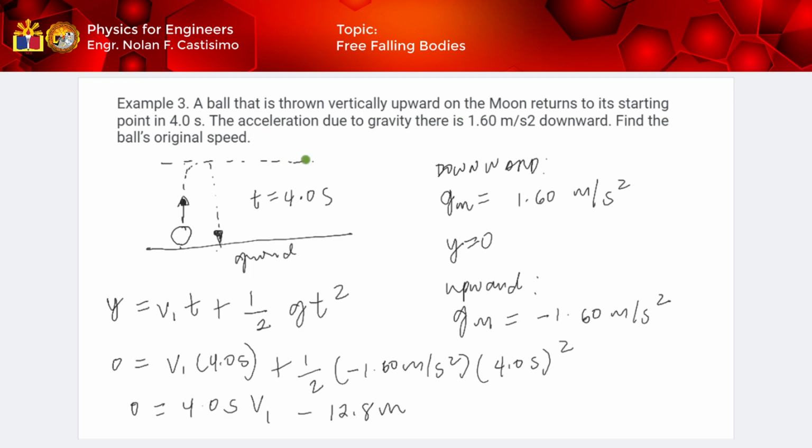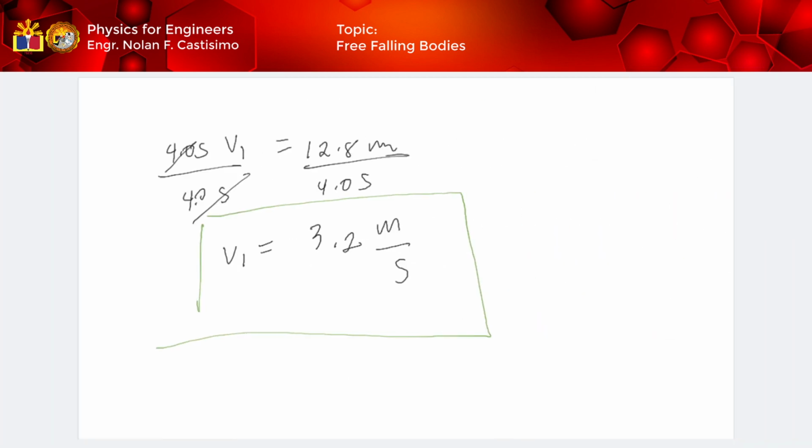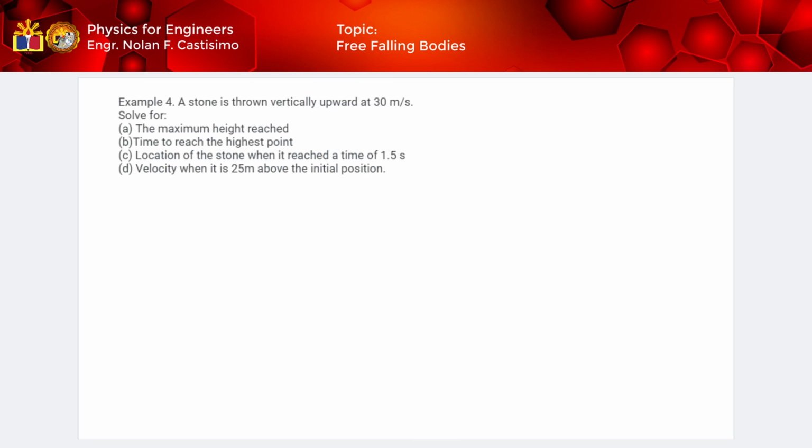Okay? Now, let's proceed to our example number 4, wherein this will be our last example. Okay? So, a stone is thrown vertically upward at 30 meters per second. So, solve for A, the maximum height reached. B, time to reach the highest point. C, location of the stone when it reached a time of 1.5 seconds. And D, velocity when it is 25 meters above the initial position.